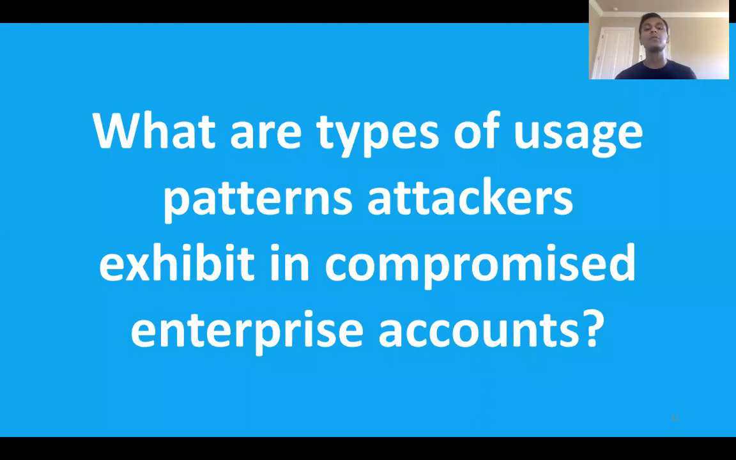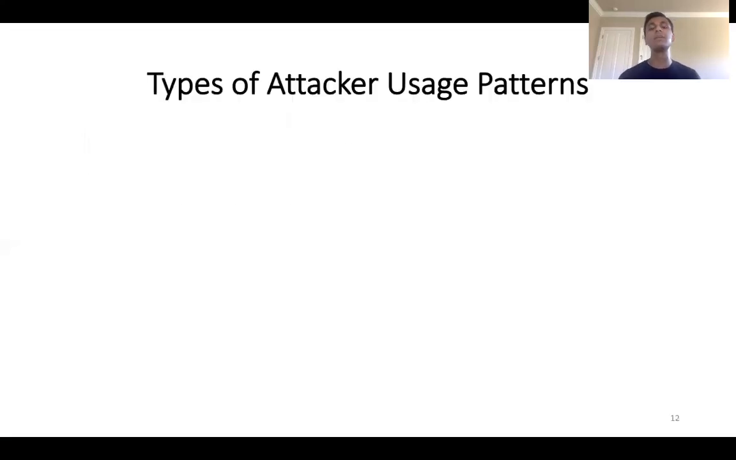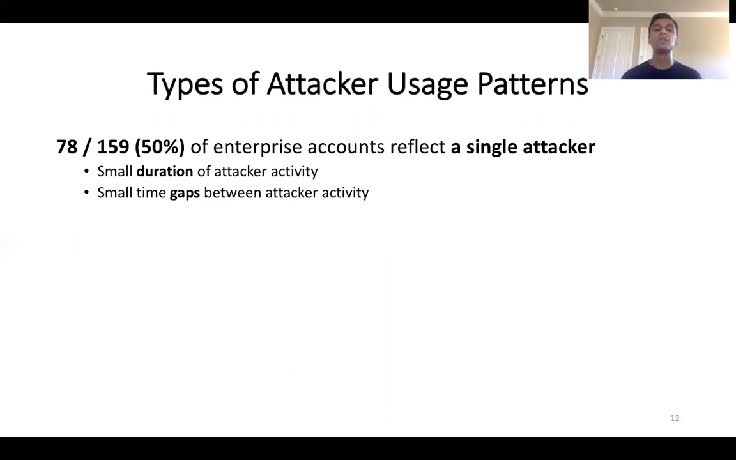So another question that we set out to answer was, what are the types of usage patterns that attackers exhibit in these compromised enterprise accounts? Firstly, in 50% of the enterprise accounts, these accounts had small durations of attacker activity and small time gaps between successive attacker events. Both of these were less than one day. So we believe that in these accounts, they reflect a single attacker, namely the same attacker compromises and uses the account for short periods of time.